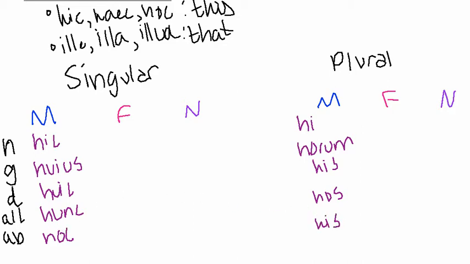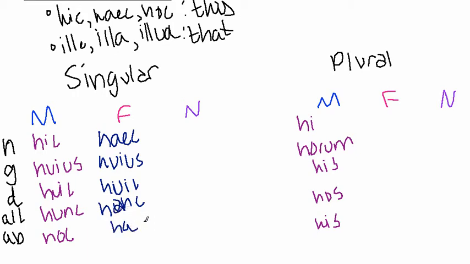And now I'll move on to the feminine endings, or feminine adjectives or pronouns, depending on the context, if it's modifying something. And it's haec, huius, huic, hanc, hac. And for the plural, it is hae, harum, his, has, his.